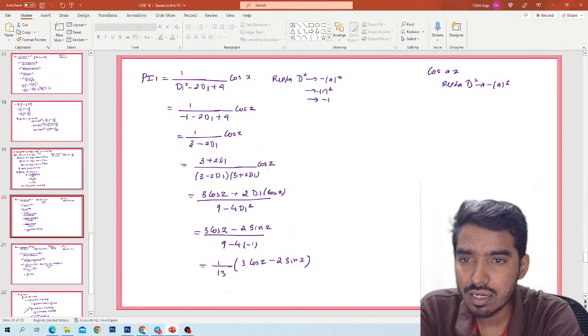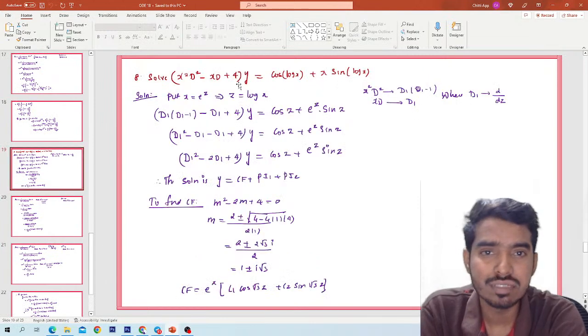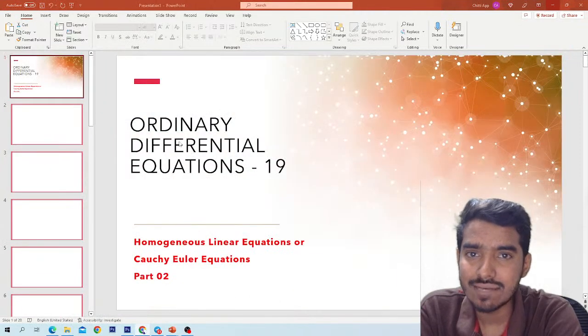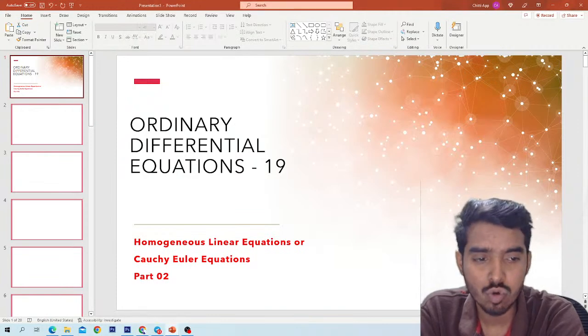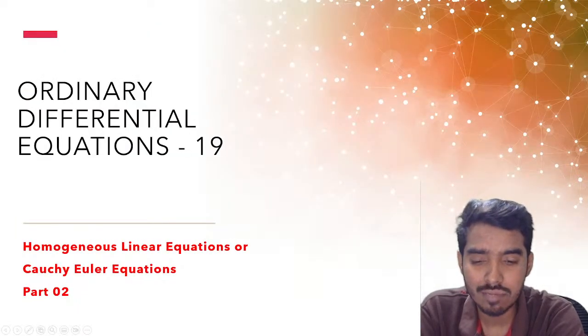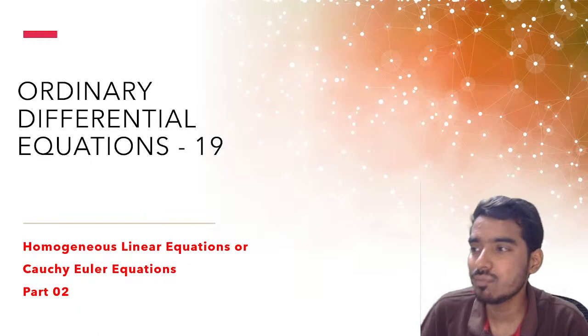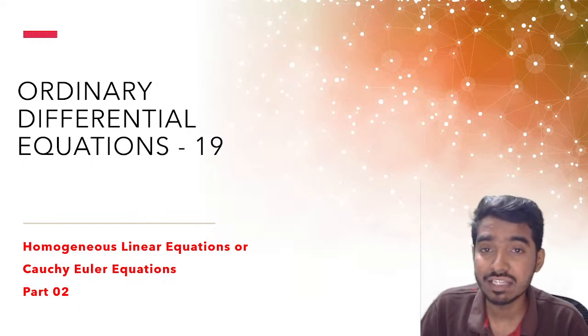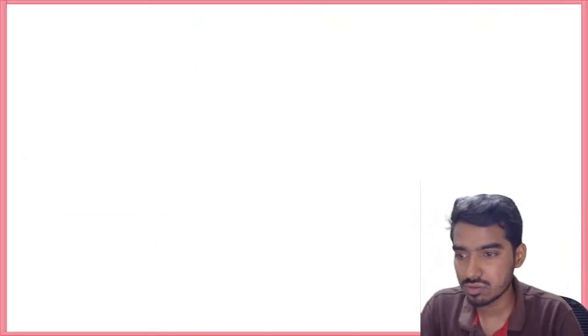We solved 8 problems in the previous class. Now we'll start with the 9th problem. We will solve another 7 problems in this class, and then we will wind up this topic. Overall, we're going to solve around 15 problems. Then we'll come back to the next topic, which is variation of parameters. So we move on to the 9th problem.